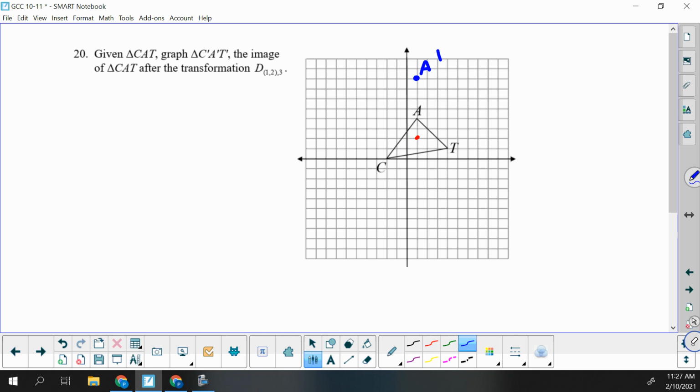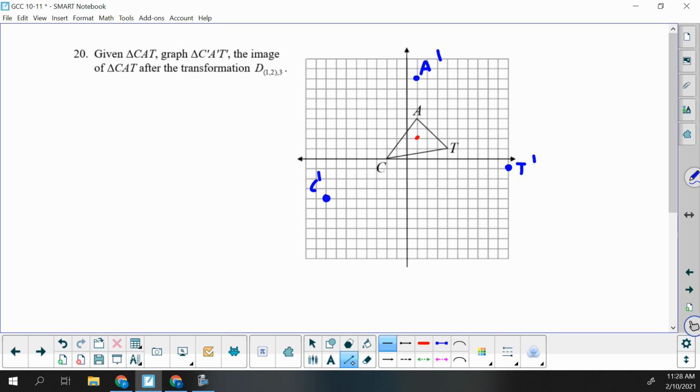To get to T, we go down 1, right 3. If we do 3 times that, we now want to go down 3 and right 9. So here's where T prime would be. If we go to C, we're going down 2 and left 3. If we multiply that by 3, we're going to go down 6 and left 9. So that's where C prime will be.